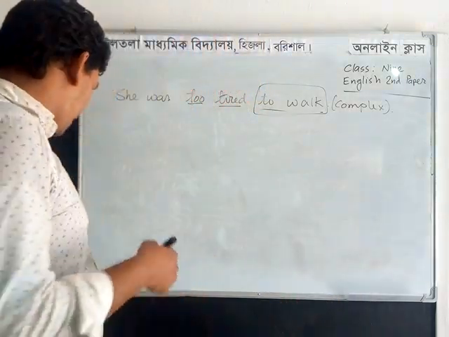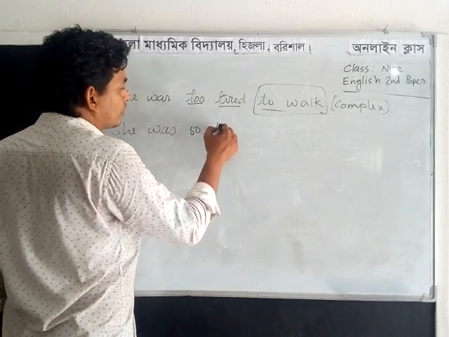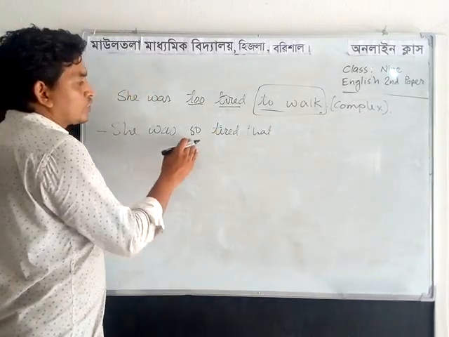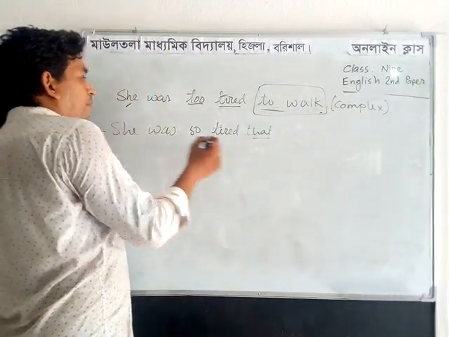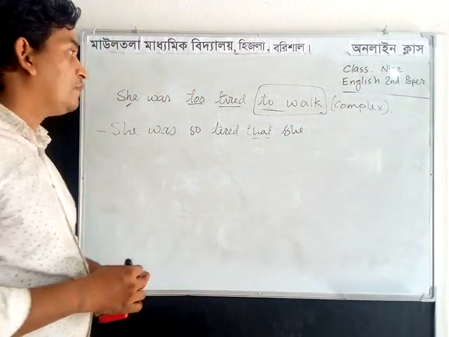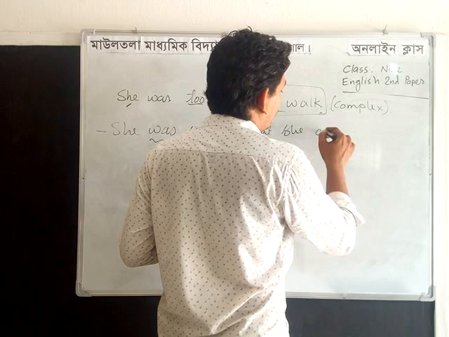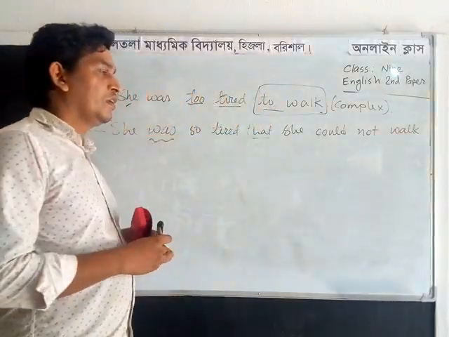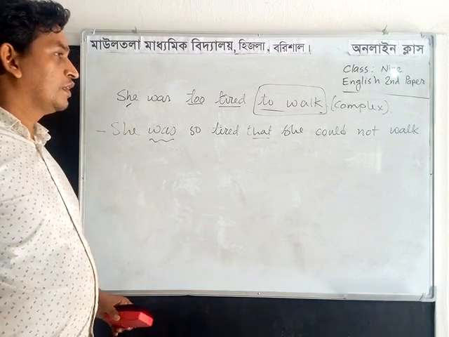Okay, so let's answer this question. Here "too" will be "so": she was so tired. After that we have to use "that": she was so tired that. Then after that we have to use the subject. The subject is "she", so I must write here "she". She was so tired that she. Then I have to write the verb. Here the verb is in past form, so we can write "could not walk". She was so tired that she could not walk. I hope this is clear to you.